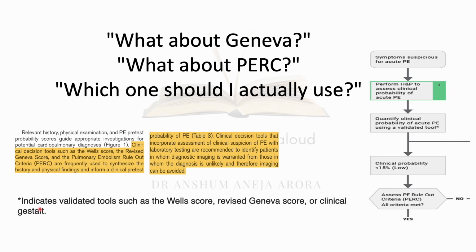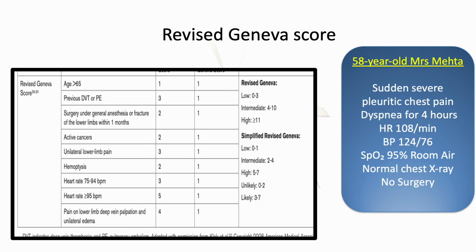What does the paper say? It says clinical decision tools like Wells, Geneva Revised and the PERC are frequently used to synthesize history and findings and inform pretest probability. Those tools that incorporate assessment of clinical suspicion of PE with the lab testing are recommended to identify who should undergo diagnostic imaging. So that's how we need to approach. Let's now utilize the revised Geneva score also for this patient and see for ourselves.